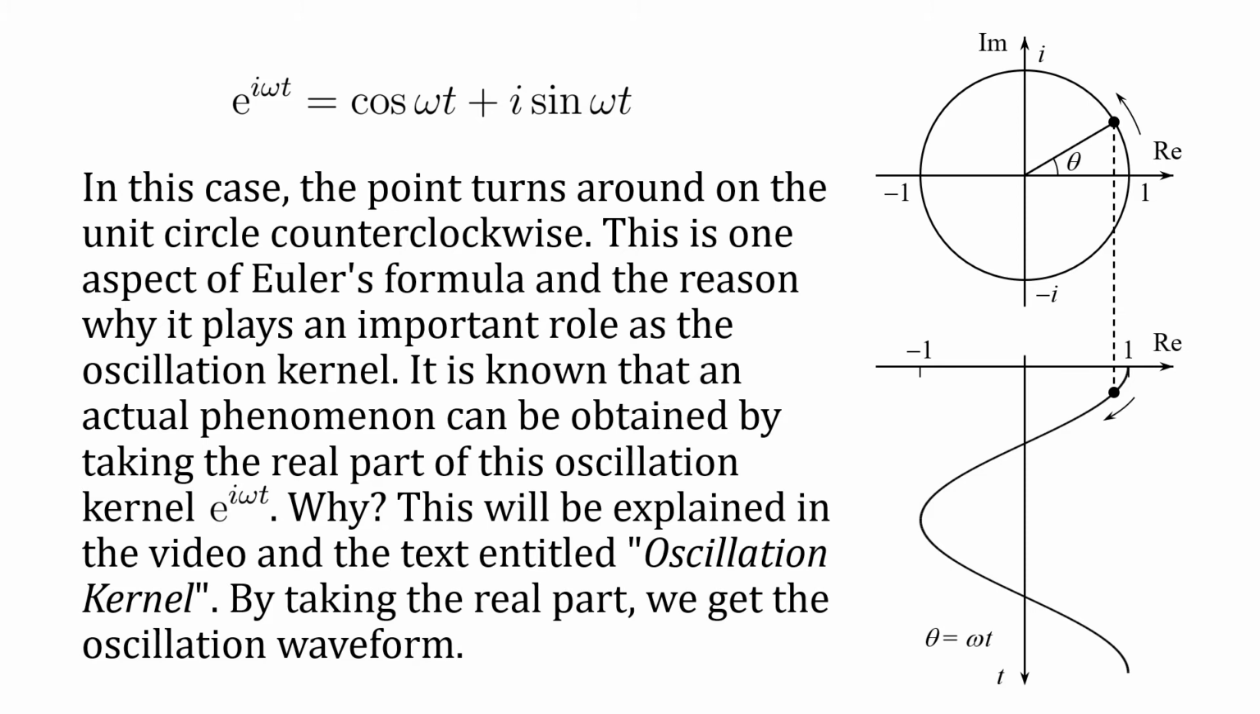In this case, the point turns around on the unit circle counterclockwise. This is one aspect of Euler's formula and the reason why it plays an important role as the oscillation kernel. It is known that an actual phenomenon can be obtained by taking the real part of this oscillation kernel e to the i omega t. Why? This will be explained in the video and the text entitled Oscillation Kernel. By taking the real part, we get the oscillation waveform.